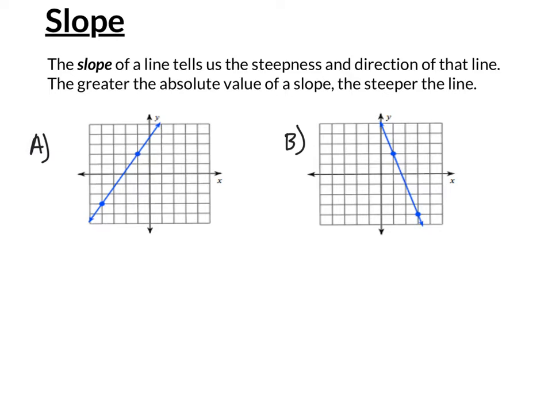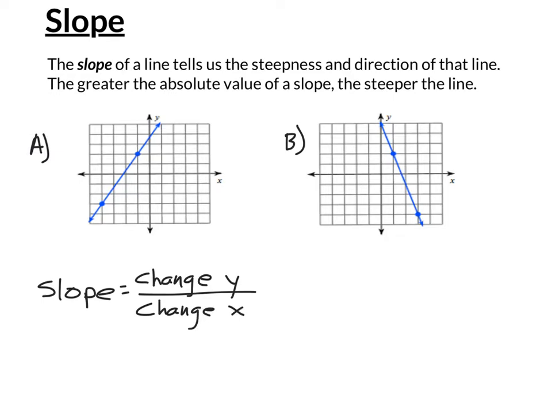When we look at example A here, this line, we can calculate a value that tells us how steep this line is and tells us which direction the line is going. That value is called the slope. We find the slope by finding the ratio of the change in the y value, right? That's the vertical change, the change in y, over the change in the x value. Mathematically, we use these symbols. We say delta y over delta x.